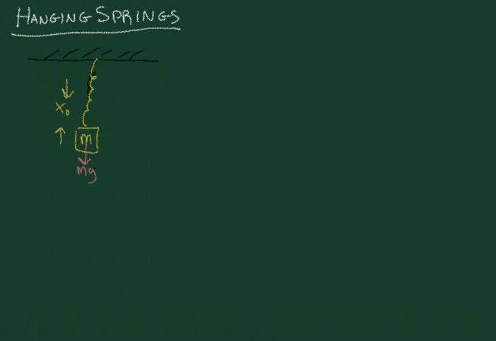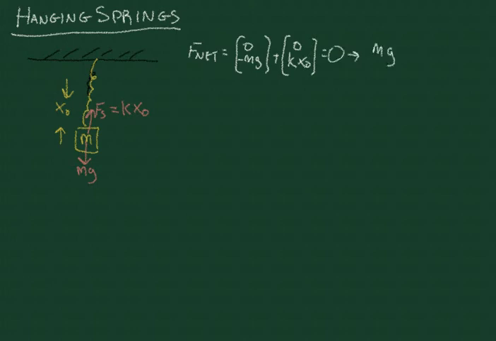have gravity going down. I know that we have the spring force going up, which is equal to k times x0, because x0 is the distance that it's been stretched. And so I can say that F net is equal to 0: minus mg plus kx0 equals 0. So mg is equal to k times x0. So in other words, k is the gravitational force divided by the amount that it's been stretched.